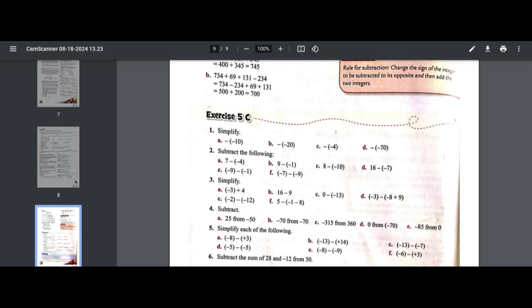What is minus into minus 10? Simplify A part. That is 5C, minus into minus 10. It says.